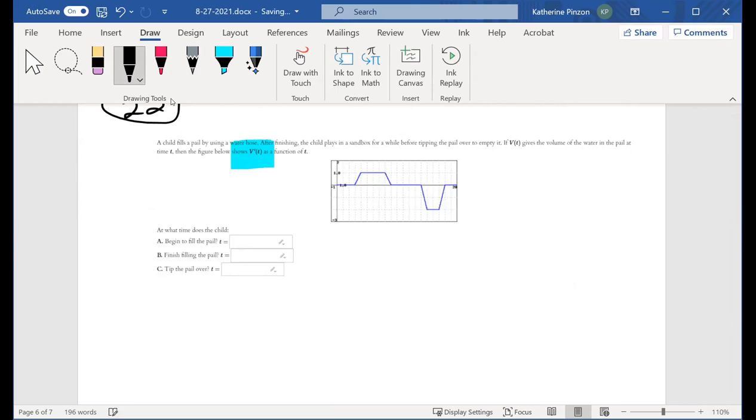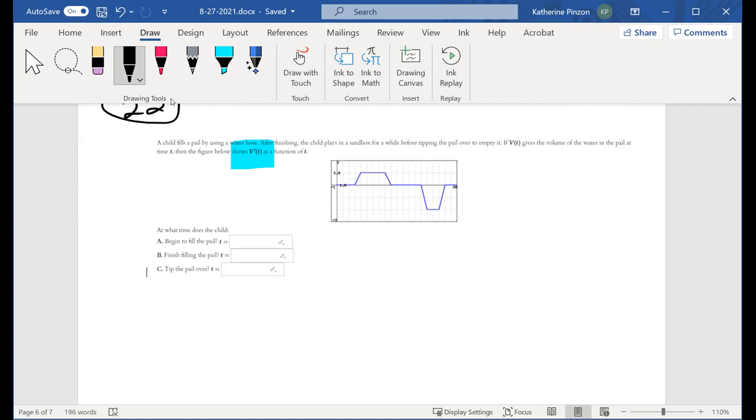He begins to fill the pail when the derivative is a positive number. Here, the derivative is 0, nothing's happening. He's not putting any water in the pail. That's when he must be playing in the sandbox, right? Between these 2 points, 3 and whatever that is, 4, 5, 6, 7, 8, 9. Between 3 and 9, he's filling the pail with water.